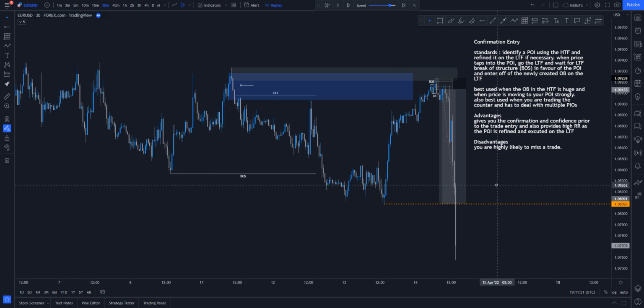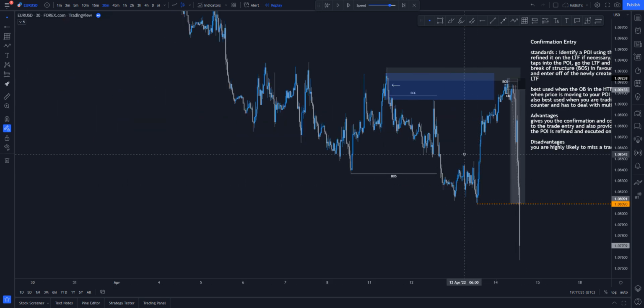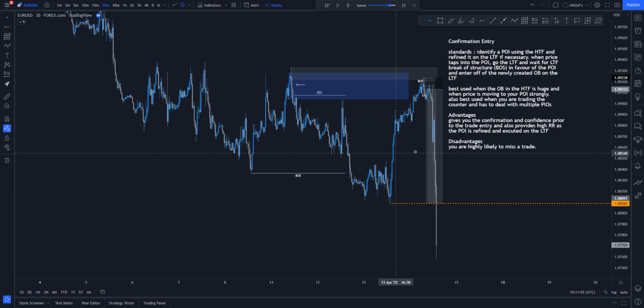Hence, we have just learned about confirmation entries. Now that we know about confirmation entries, let's go to the next episode and then learn about risk entries.